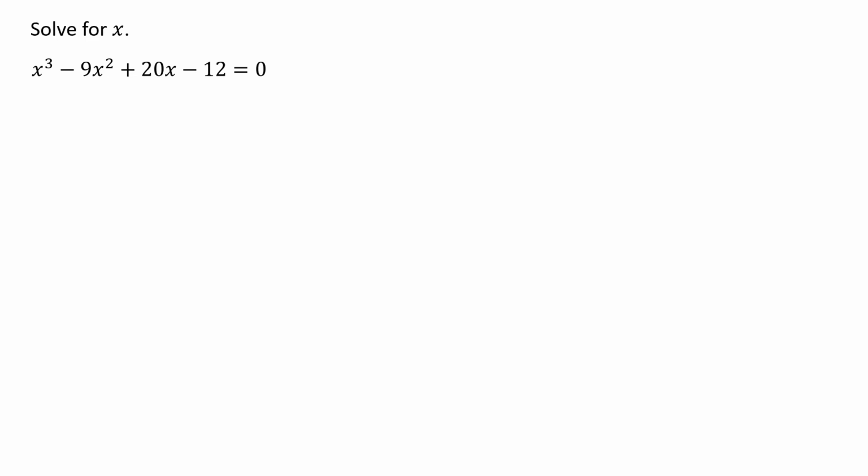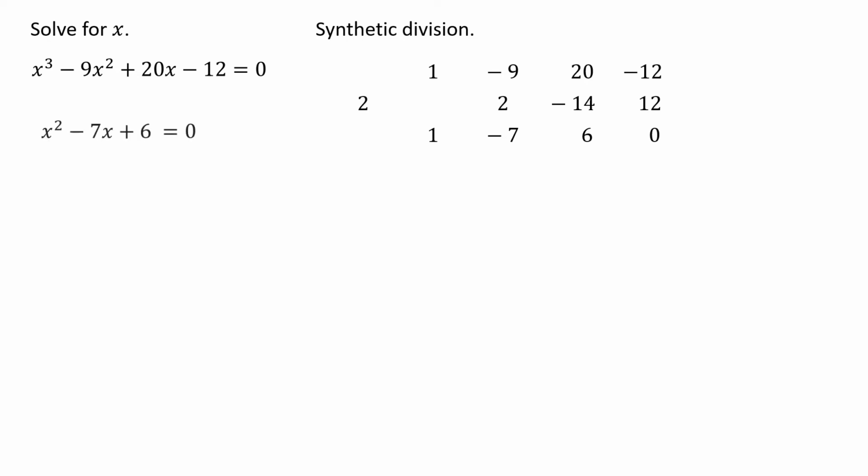Okay, again, I look at the last term, which is a 12. That is not a perfect cube, so I'll go to synthetic division. I'm going to try good old reliable 2. Fortunately, that works. I'm left with 1x squared minus 7x plus 6 equals 0.